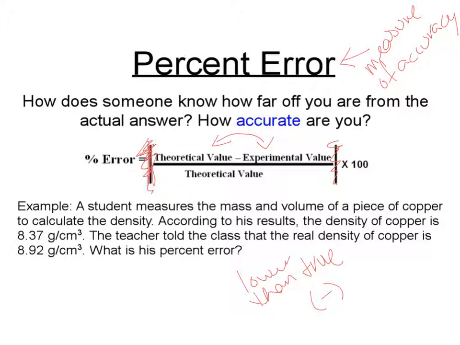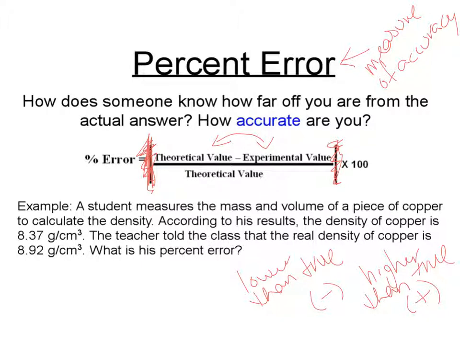And to reinforce the fact that we don't want absolute value signs: if our value is higher than true, we want our percent error to be positive. So it needs to reflect which side of the true value you are on. Some teachers are going to do this different ways.